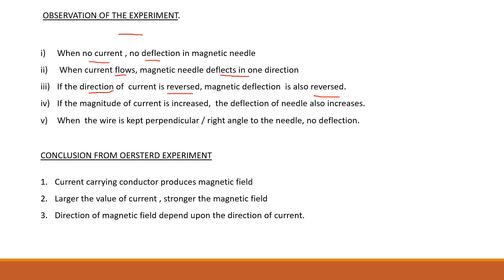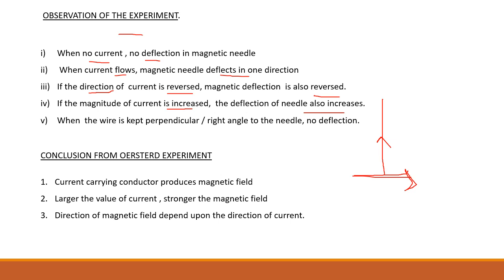Now if the magnitude of the current is increased, the amount of current is increased, the deflection of the needle also increases. And when the wire is kept perpendicular, that is at a right angle to the needle, then there is no deflection. Suppose this is a magnetic needle, and if the wire is kept here like this, the current is flowing in this direction, and the magnetic compass is kept here in this place, so there will be no deflection. So when the wire is kept perpendicular or at a right angle to the needle, there is no deflection.